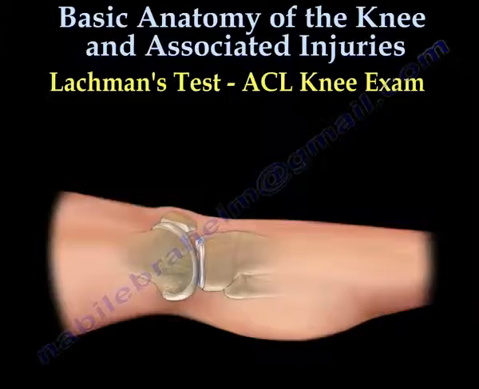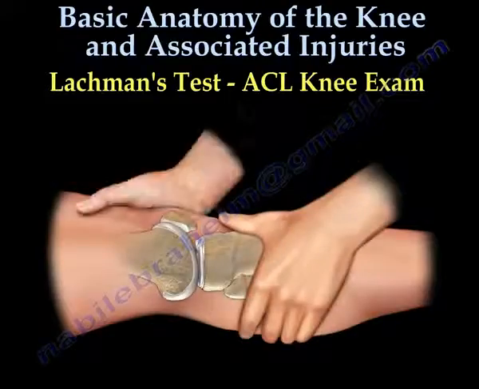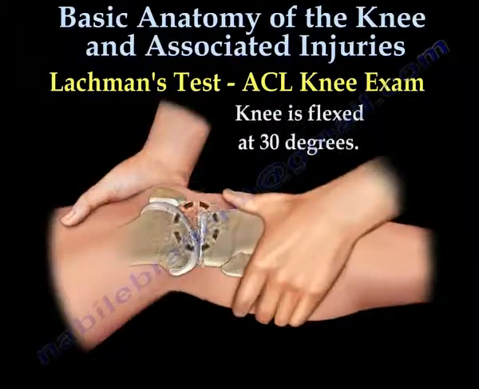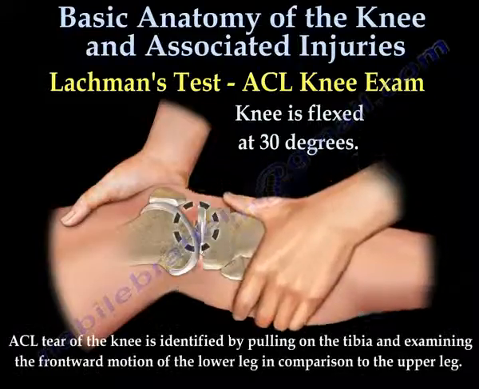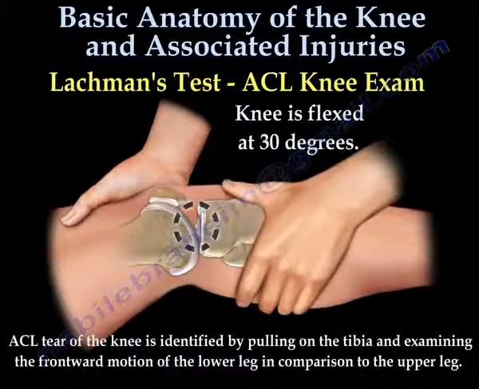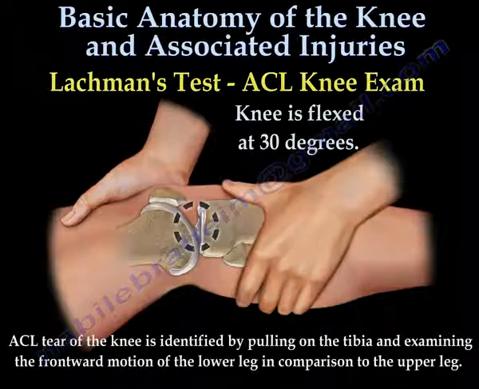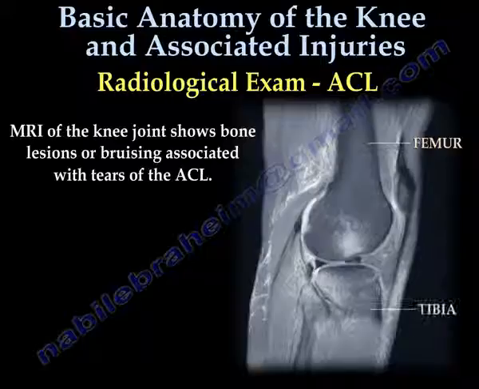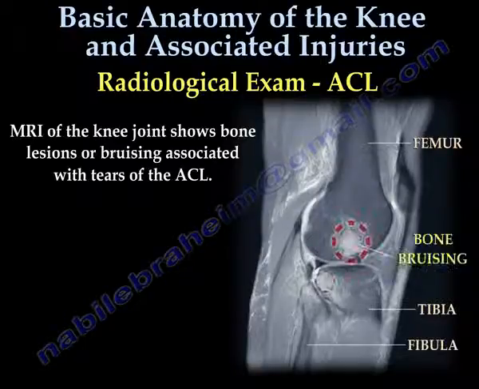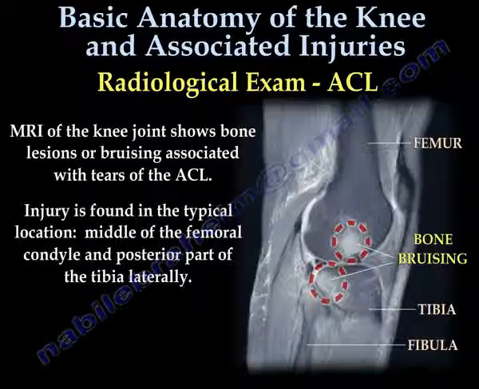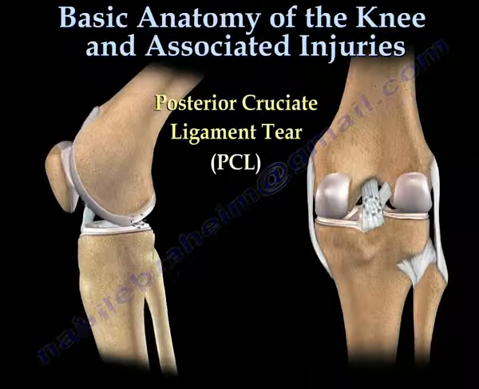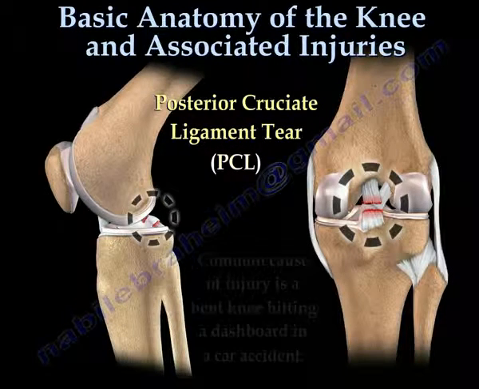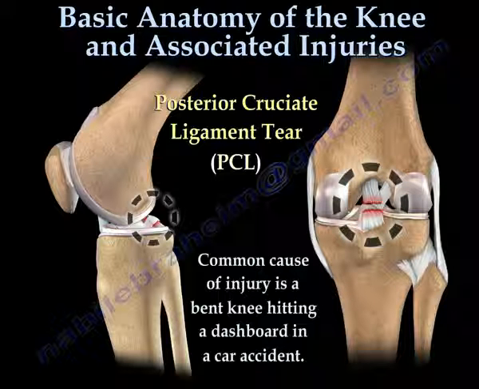The Lachman's test is the best examination to diagnose an ACL tear. Radiological examinations will often show the presence of bone bruising associated with tears of the ACL. These injuries are typically located at the middle of the femoral condyle and on the posterior part of the tibia laterally. When the posterior cruciate ligament ruptures, posterior translation of the tibia will occur.